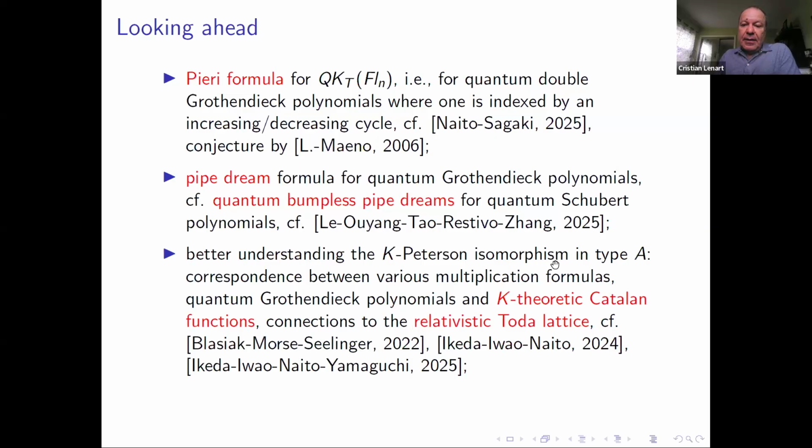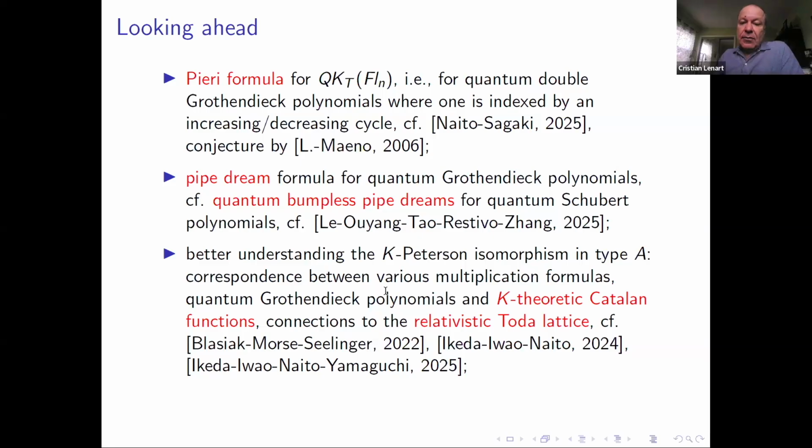And then there is this K-Peterson map in type A, which would be nice to understand better. So there was a lot of progress in this direction. Ikeda, Iwao, Naito, and Ikeda, Iwao, Naito, Yamaguchi, very recently. Also developed connections with the relativistic Toda lattice. Very interesting connections between quantum Grothendieck polynomials and these K-theoretic Catalan functions introduced by Blasiak, Morse, and Seelinger. Again, interesting connections between various bases, how they correspond through this K-Peterson isomorphism.